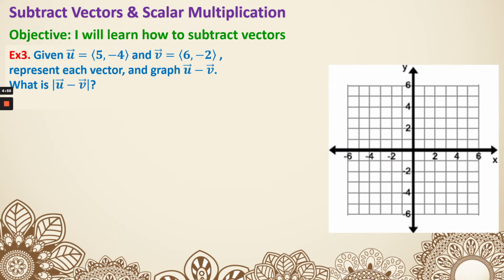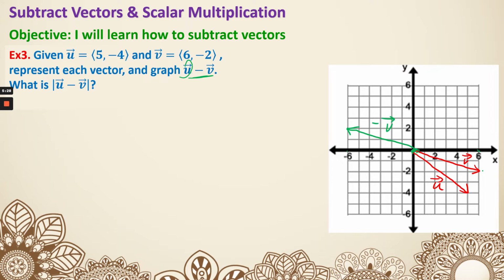Now example 3. My u is right here, 5, negative 4. So I can draw 5, negative 4. That is my u. My v is 6, negative 2, which is right here. That is my v. But the question is asking you to draw u minus v. So I need my negative v. Since v is right 6 down 2, I need left 6 and up 2. So that would be my negative v.